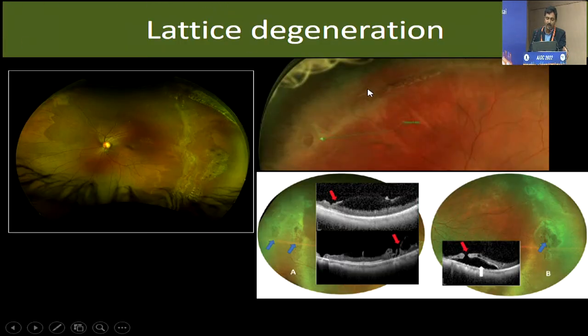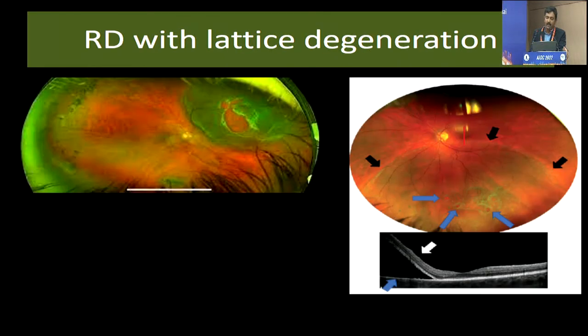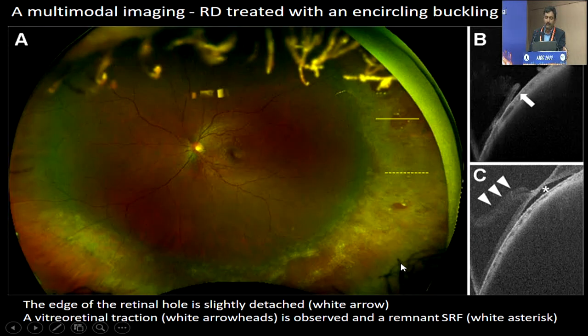Lattice degeneration: you can see clear-cut lattice degeneration. There is a vitreous adhesion, due to traction there is development of a hole here, and there is fluid. So all these subtle changes, which sometimes you miss clinically, can be picked up. Similarly, there is an RD with lattice. You can see the lifting of the edges and the presence of SRF can be picked up.